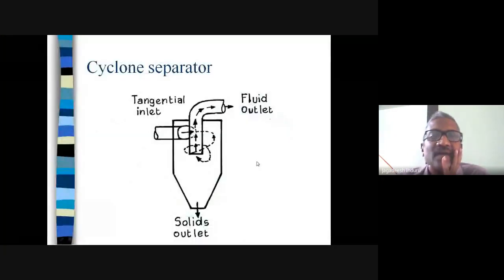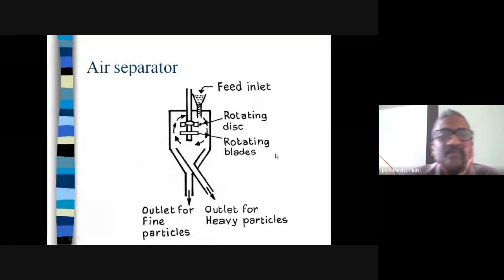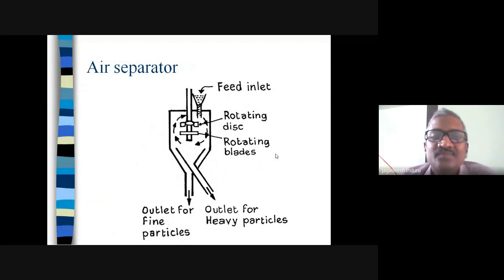Okay, then we are going to enter into the second one, which is called an air separator. The air separator is similar to the previous one, but there is a modification present in this equipment. What you are seeing on the screen is called an air separator. It is using air to separate your powder into two fractions.